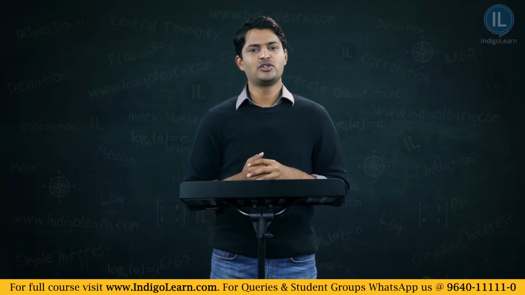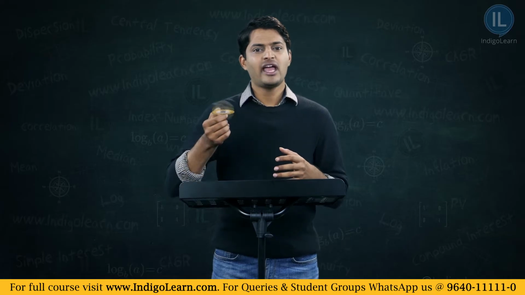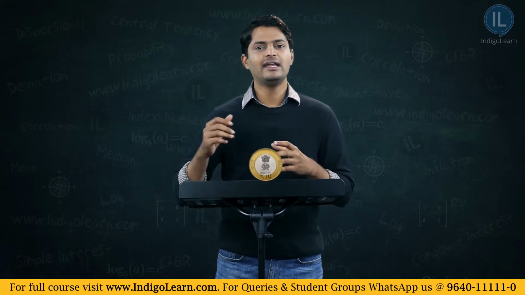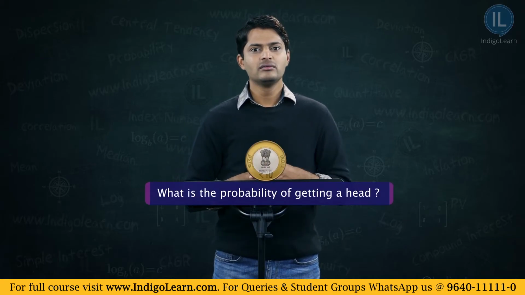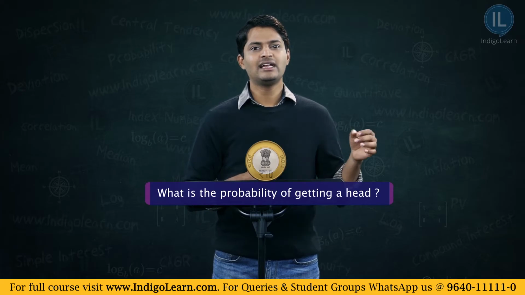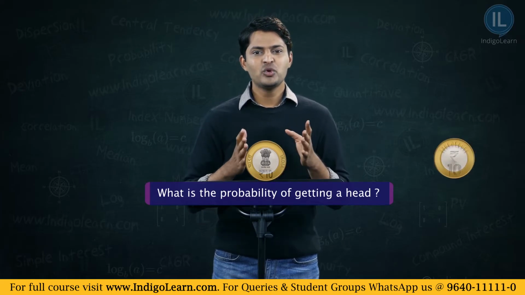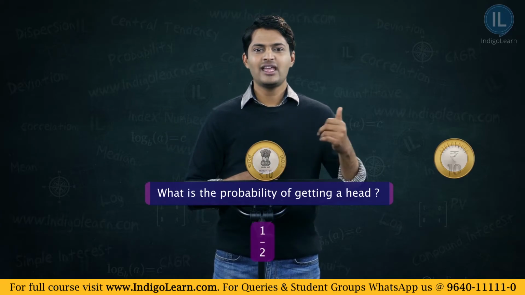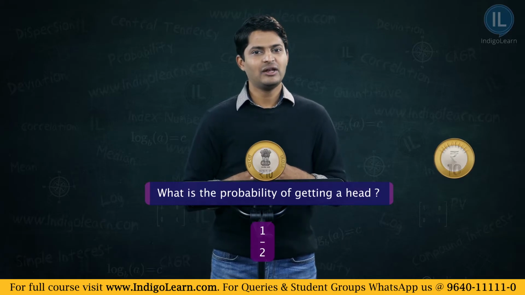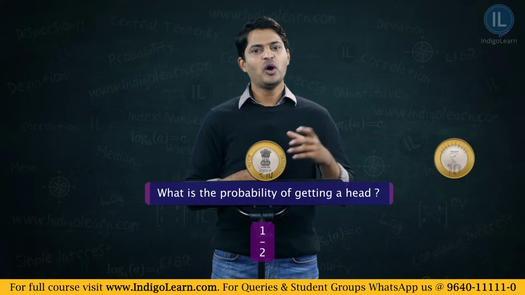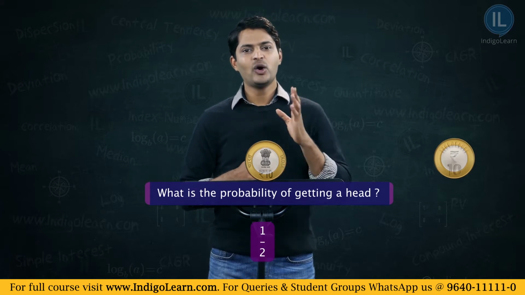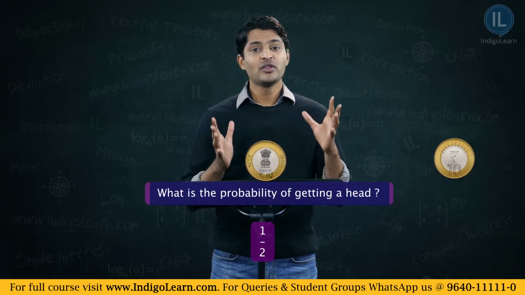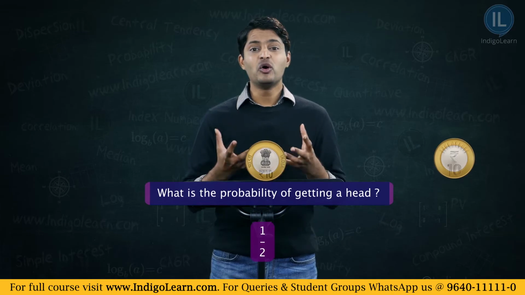So let me ask you a simple question, guys. Assuming I toss a coin, what is the probability that you get a head, or what is the probability that you will get a tail? I think most of you would say the probability of getting a head is 1/2, and the same applies to the probability of getting a tail. The moment you say 1/2 or 0.5, you are bang on.